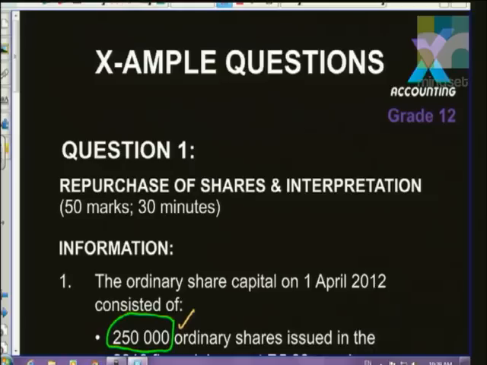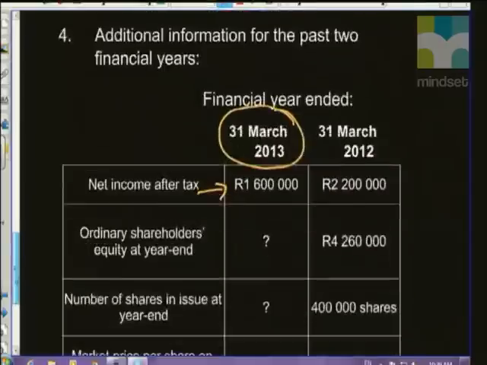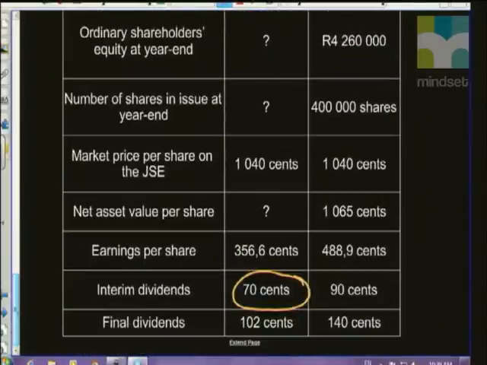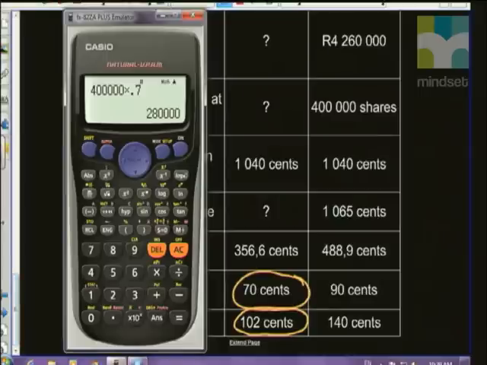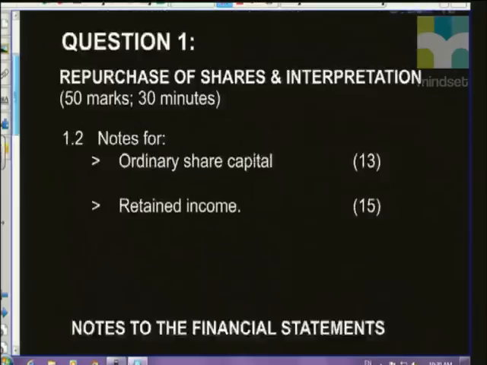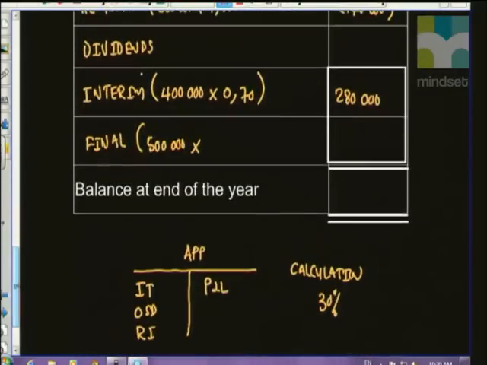So there's my 500,000 shares multiplied by what was my final dividend? Let's find it. Here is my final dividend: 102 cents per share. Therefore, let's do our calculation. 500,000 times 1,02, which is 102 cents, to give me a value of 510,000 rand. Okay. So, there's my 510,000 rand. Remember, times 1,02, which was my final dividend.